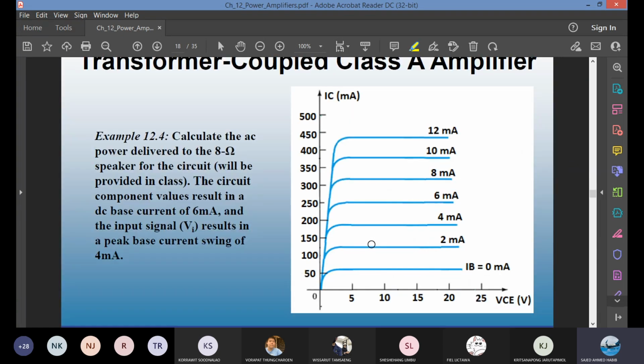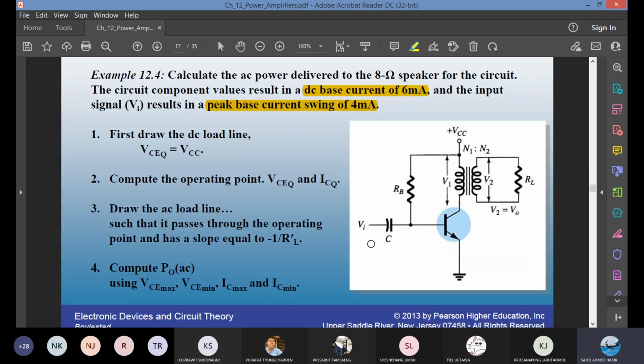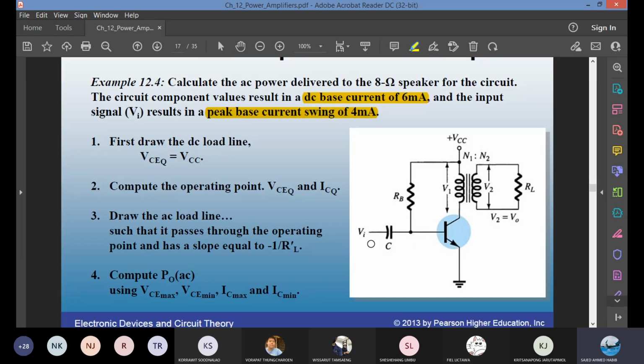Two load lines. Why do we draw the load line at VCEQ equals VCC? You look at this circuit. This point is C. This point is E. There is no resistor RC. If you put a probe here, VCE will actually sense directly the voltage VCC.